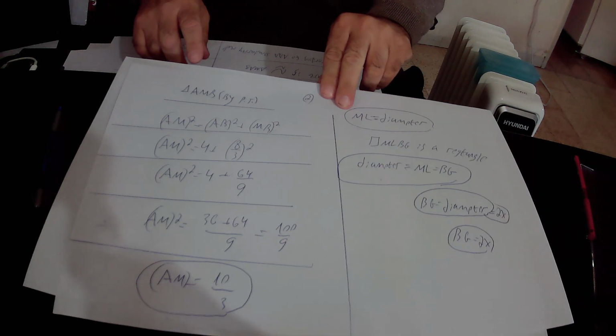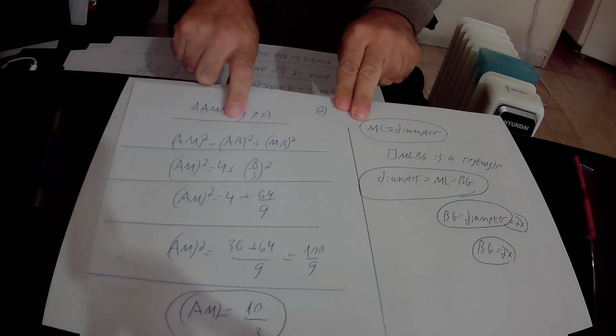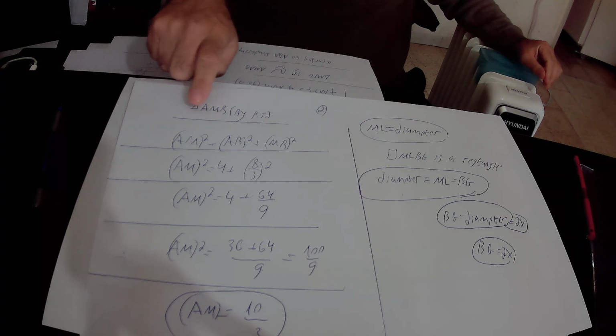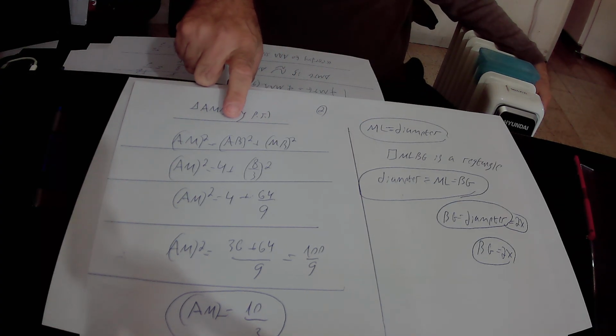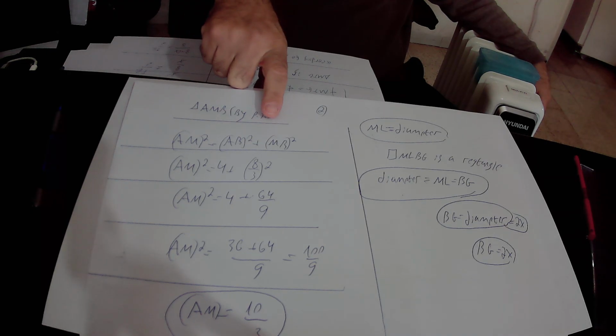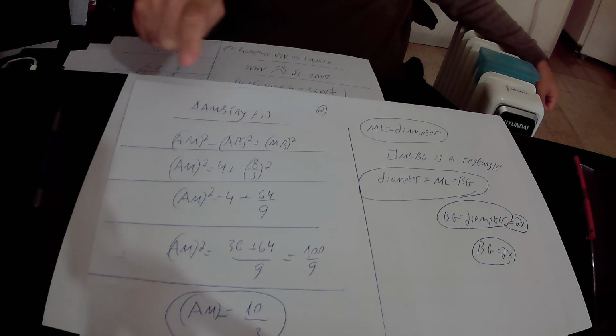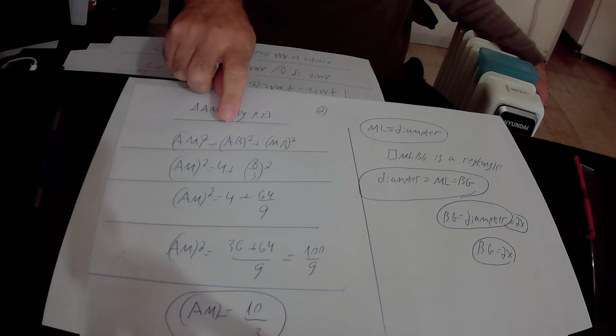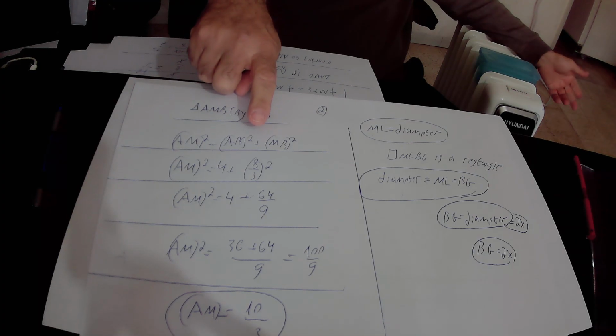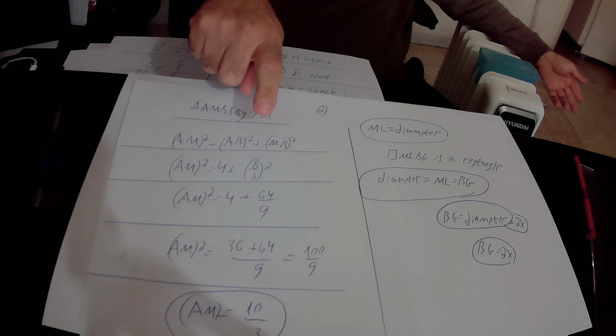In the right triangle ABM, AM squared equals AB squared plus MB squared. So AM squared equals AB squared. AB is 2, therefore AB squared is 2 squared, that is 4, plus MB squared. MB, as we just found, is 8 over 3, therefore MB squared is 8 over 3 squared. So AM squared equals 4 plus 8 over 3 squared. 8 over 3 squared is 8 squared, that is 64, over 3 squared, that is 9.